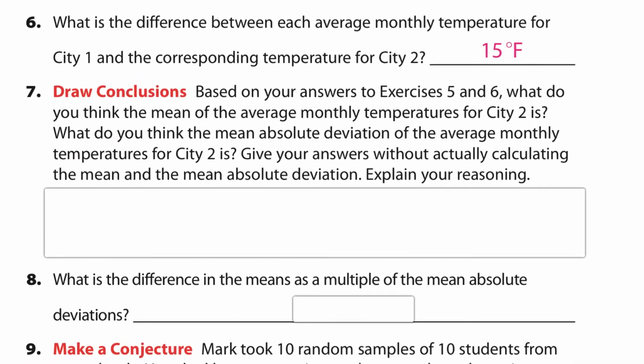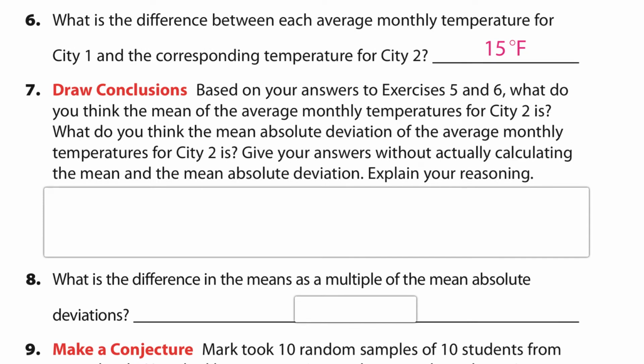Based on your answers to exercises 5 and 6, what do you think the mean of the average monthly temperature is for city 2? And what do you think the mean absolute deviation is for city 2? Give your answers without actually calculating the mean and the mean absolute deviation. So we have to think now. If the distance for all of them is 15, we should be expecting something similar between the two data sets as far as mean absolute deviation.